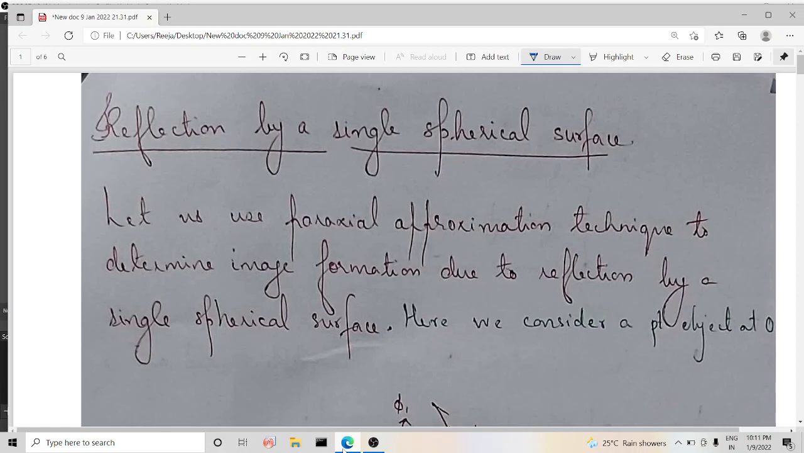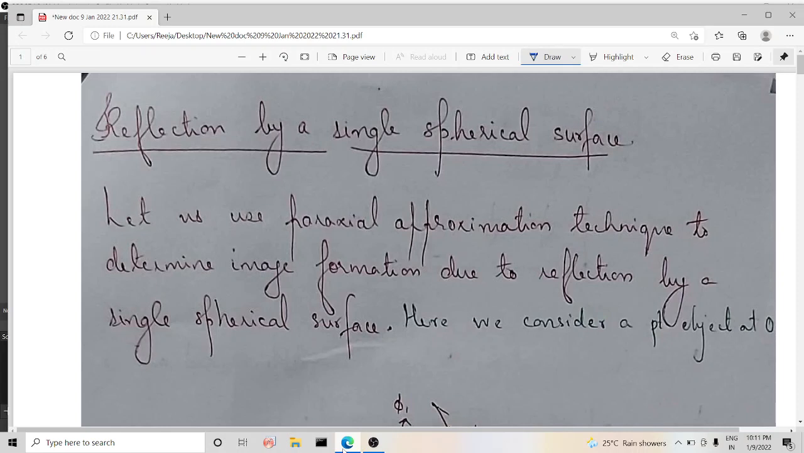In the last class we had used paraxial approximation technique to determine the image position due to refraction by a single spherical surface. Now let us just discuss once again what is paraxial approximation technique.